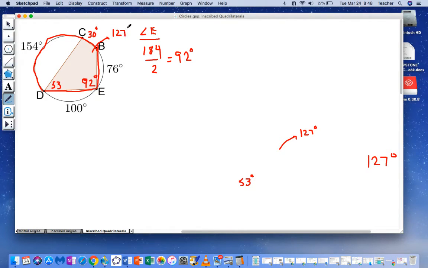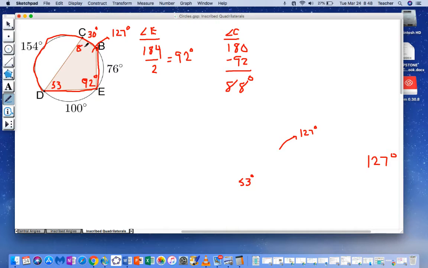So you could do this one of two ways. You know, a quadrilateral has to be 360. Shorter way to get angle C is opposites have to be supplementary. So if that's 92, 180 minus that 92, that gives me 88. So angle C could be 88.